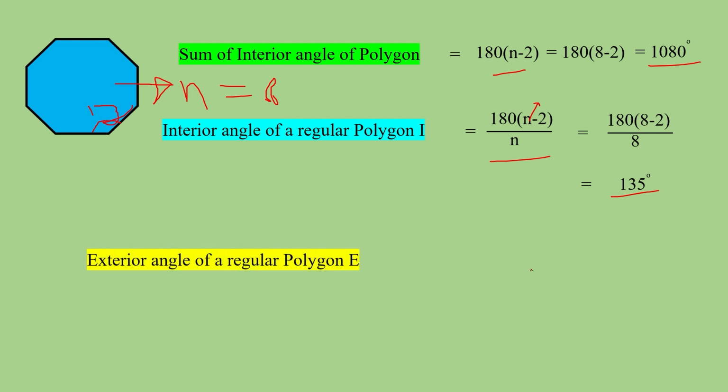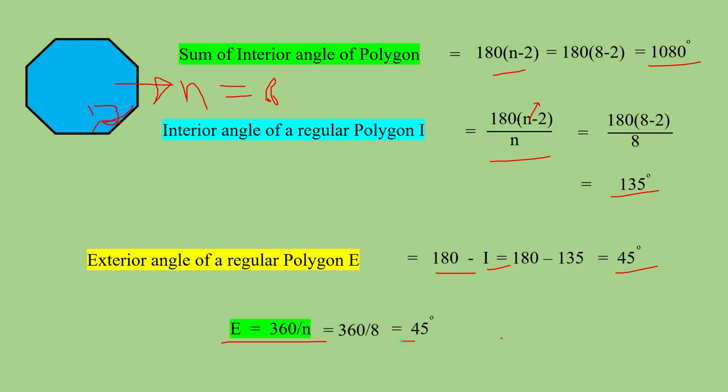And if you want to calculate the exterior angle of this polygon, we find it by using this equation, 180 minus I, where I is the interior angle of the polygon. So here we put 135 in place of I, then we get 45 degrees, which is the exterior angle of the polygon, that is, the external angle. And we can also calculate this value by using the equation E is equal to 360 upon n, where E is the external angle of the polygon. By putting 8 in place of n, we get 45 degrees.